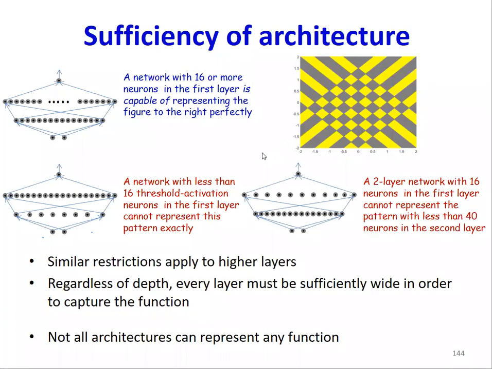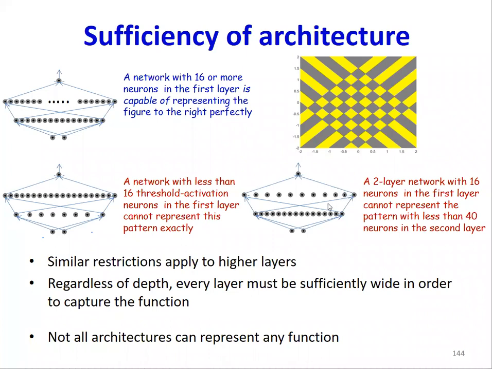Also, this is just for the first hidden layer, right? The same restriction applies to higher layers. Even if I have the full complement of 16 neurons over here, if I have fewer than 40 neurons in the second layer, there's no way I'm going to be able to construct this pattern using just one more layer.